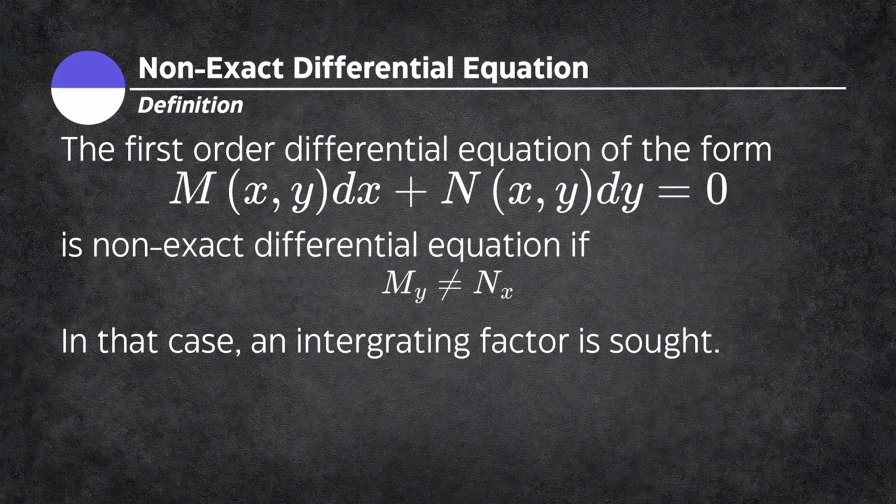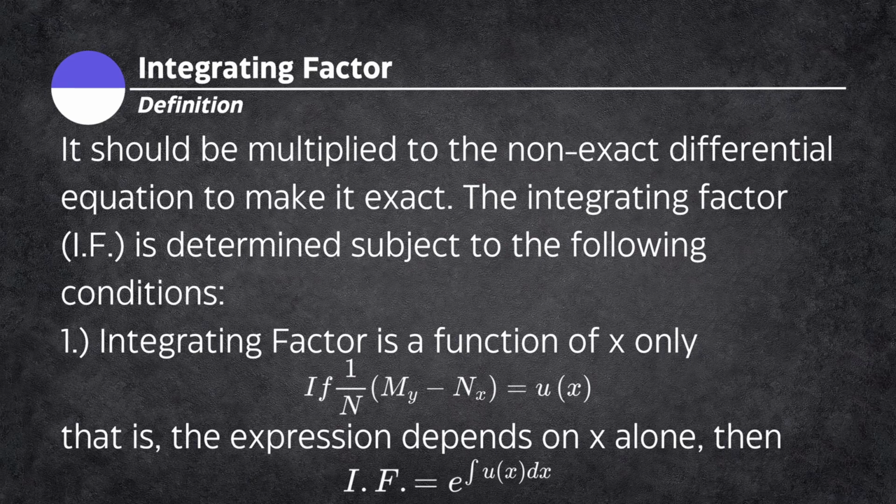this is a non-exact differential equation if the partial derivative of M with respect to y is not equal to the partial derivative of N with respect to x. And in that case, an integrating factor is necessary to use. So what is this integrating factor? This factor should be multiplied to the non-exact differential equation to make it exact. And this integrating factor is determined subject to the following conditions.